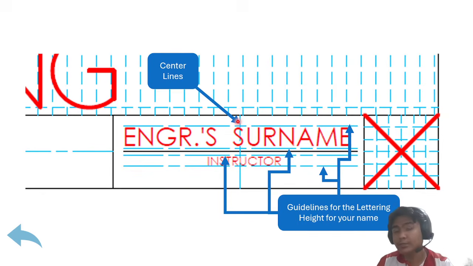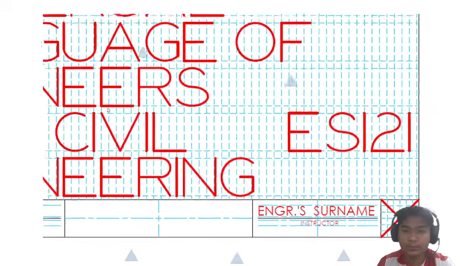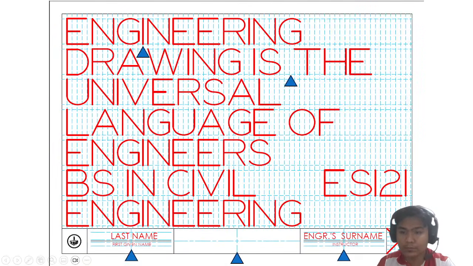My surname should be AGANON, I think, if that's correct. AGA for this part over here, and then NON for this next part. So that's a sample. Let's move to the last one.